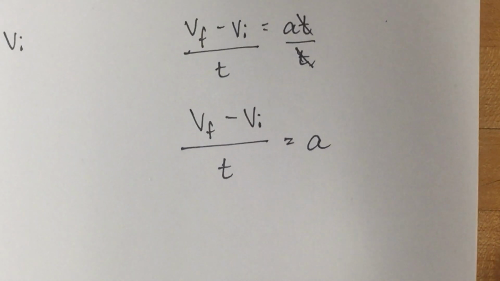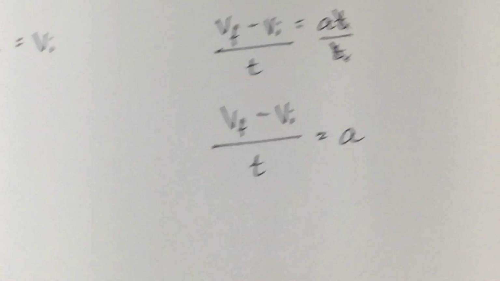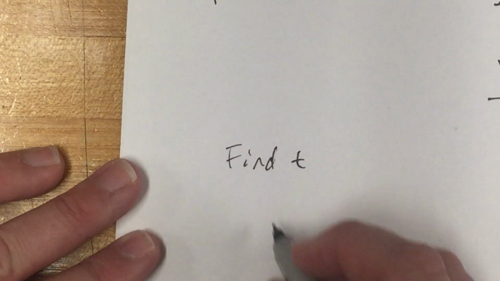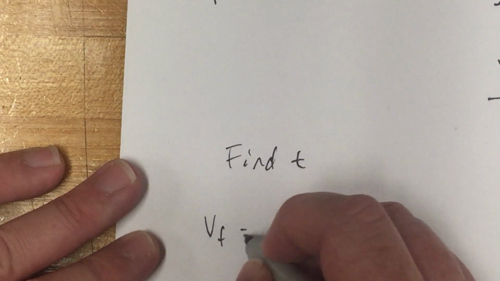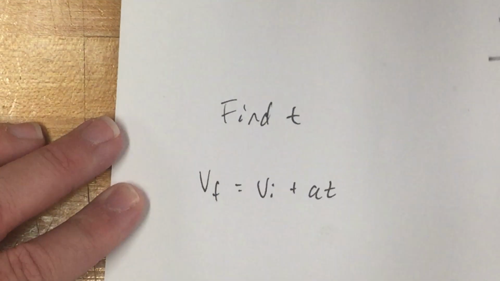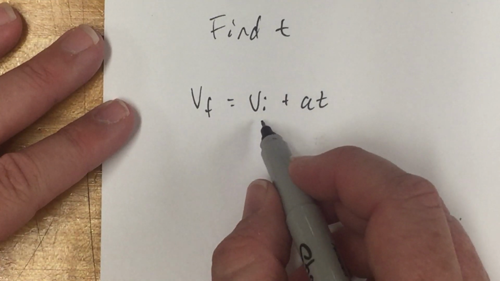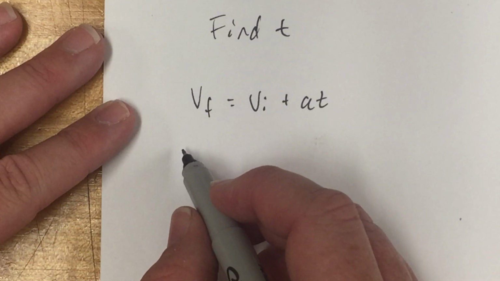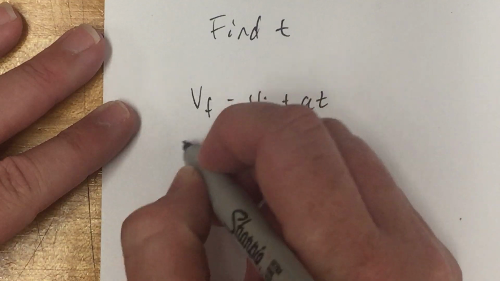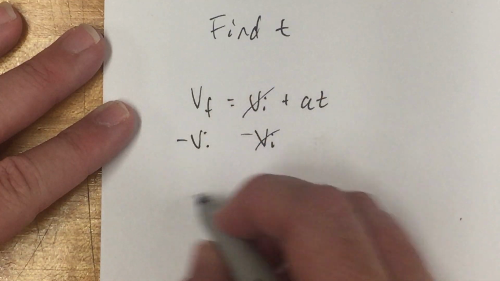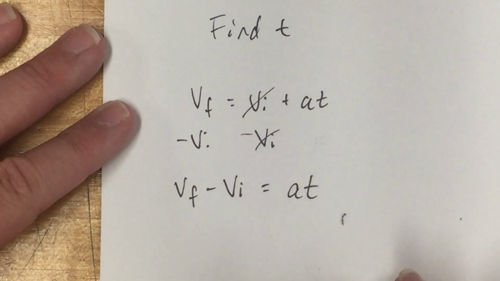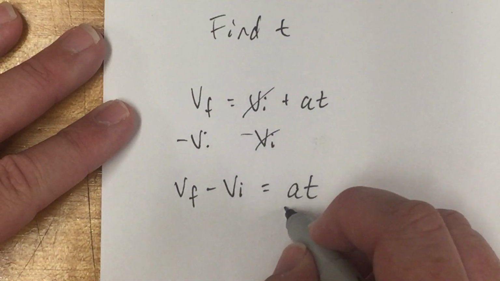The last thing you might need to find here is your T, and that starts out very, very similarly. Find T. Again, you start with VF equals VI plus AT. And again, you'll need to do some dividing, but you can't divide until you bring anything over that doesn't have an A with it. And so you'll start the same. You'll subtract by VI, and you'll have VF minus VI equals AT. And this time you're solving for T, so you'll divide by A.